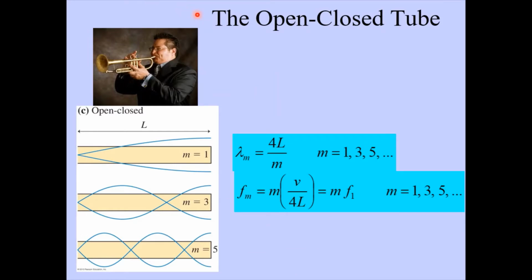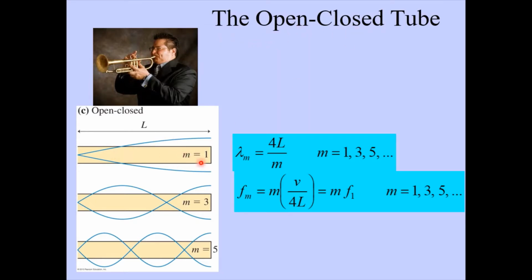Brass instruments basically work on the same principle as the woodwind instruments. The only difference is that with a brass instrument, the musician's mouth is actually closed when blowing air in there. The lips are close together. And then of course the bell of the instrument is open. So this is called an open-closed tube.